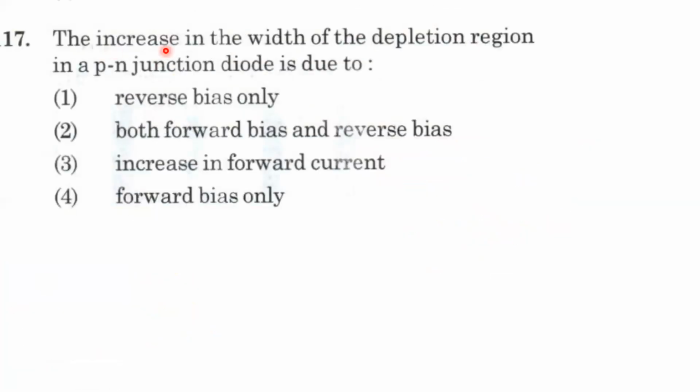117th question. The increase in the width of the depletion region in a PN junction diode. In a PN junction diode, the depletion region width will increase for reverse bias. The width of the depletion region will decrease for forward bias. So here they asked, the width of the depletion region increases under reverse bias only.